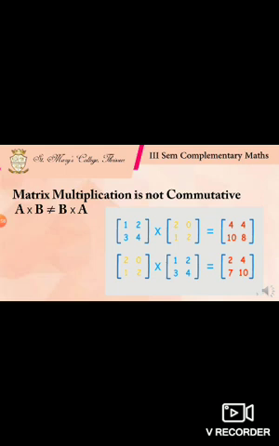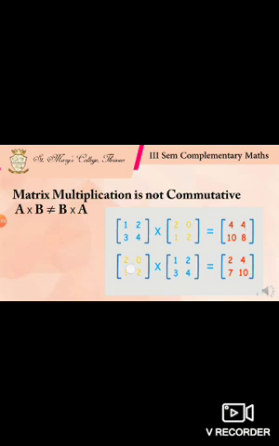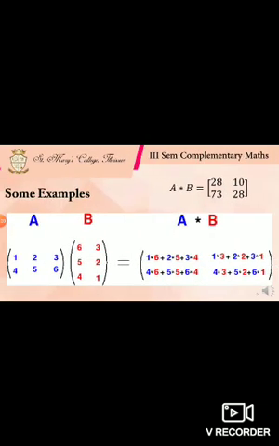Now matrix multiplication is not commutative. What is meant by commutative? If AB is equal to BA, then we can say it is commutative. But here, if this is A and this is B, two matrices I am multiplying, AB is equal to this matrix, BA is equal to another matrix, not equal. So matrix multiplication is not commutative. Then one more example of matrix multiplication I have given here. You can verify how things are being done.